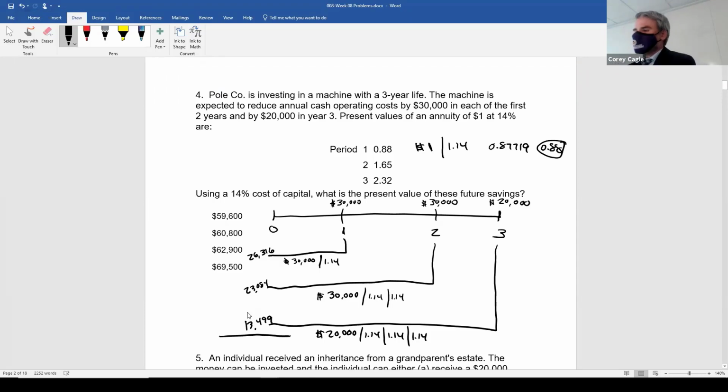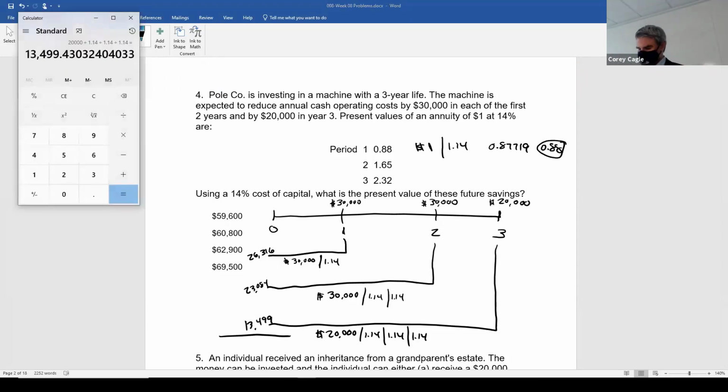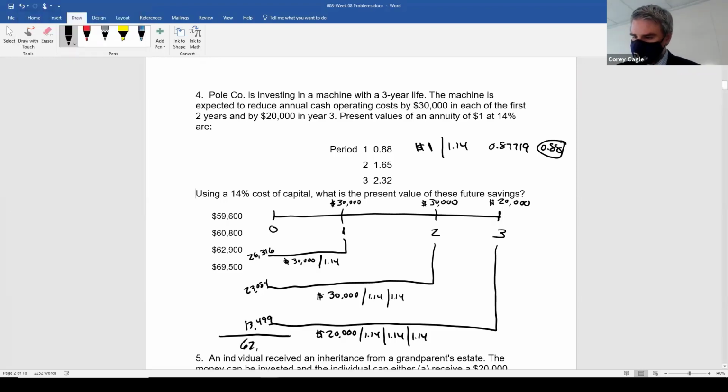Add them up. That's the present value of all those future cash flows. So there's ways to easily do this by hand. Our number will be a little different from the answers because ours was more accurate. 62,899 is what we come up with. We're pretty close. 62,900. So that's how you do that.